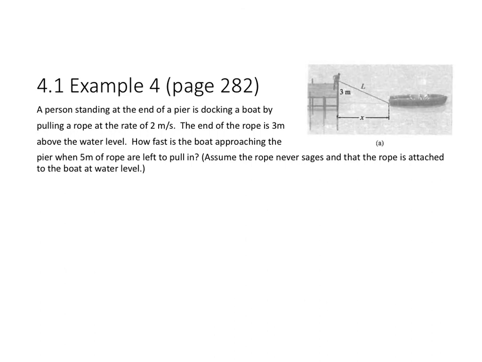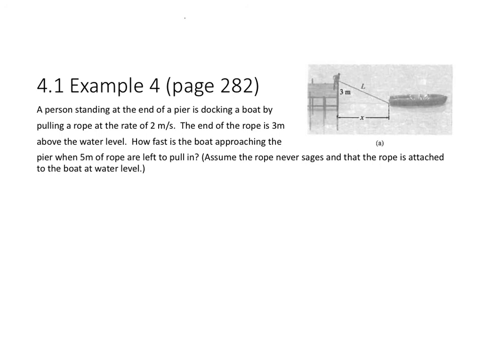Example 4. On page 282, a person standing at the end of the pier is docking a boat by pulling the rope at a rate of 2 meters per second. The end of the rope is 3 meters above water level. How fast is the boat approaching the pier when 5 meters of rope are pulled in? Assume the rope never sags and that the rope is attached to the bottom of the boat at the water level. So they have a picture for you here in the book, but let's simplify it a bit.